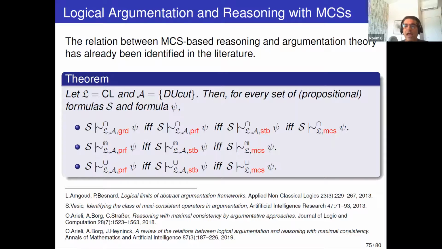reasoning with maximally consistent subsets and reasoning with Dung semantics. So you see that in all the cases, skeptical, weakly skeptical, and credulous entailments, we actually have the same conclusions if we use maximally consistent subsets and if we use preferred or stable-based reasoning. Again, in this case, when classical logic is used and when direct undercut is the sole attack rule.